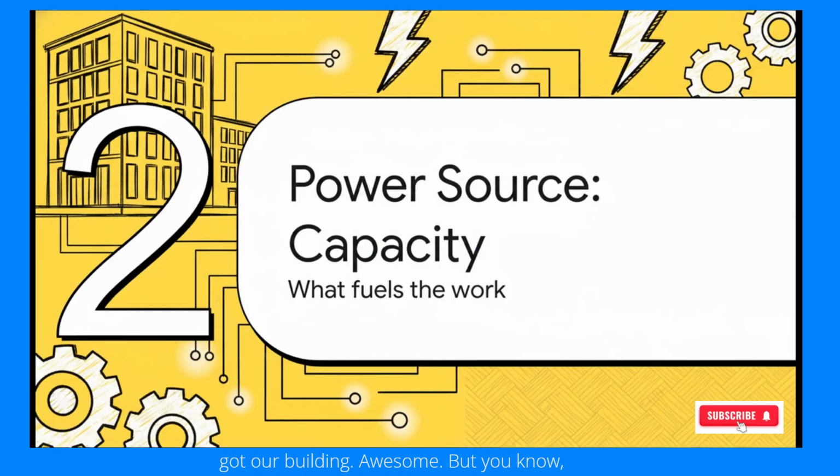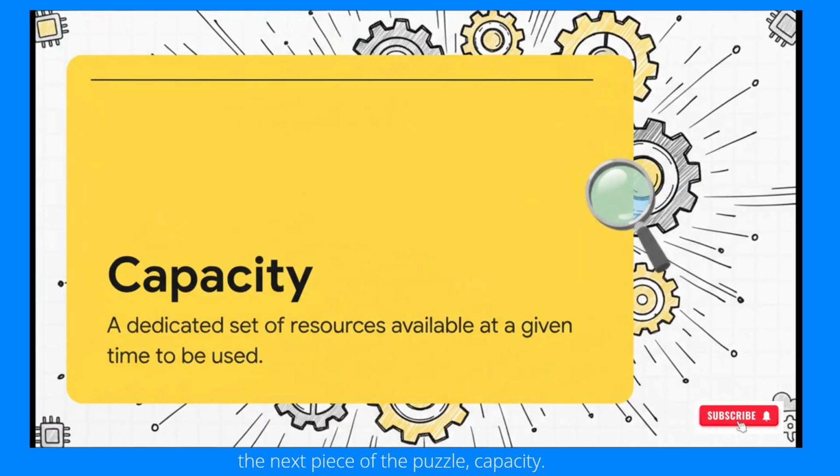All right, so we've got our building. Awesome. But a building without power is just a dark, empty box, right? And that brings us to the next piece of the puzzle, capacity. So technically, capacity is a dedicated set of resources available to be used. You can think of this as the raw computing power. It's the engine that makes absolutely everything in Fabric go. It's a big, shared pool of processing power for your entire organization.